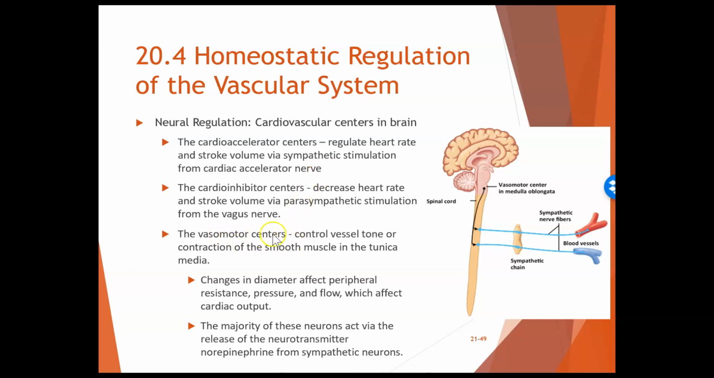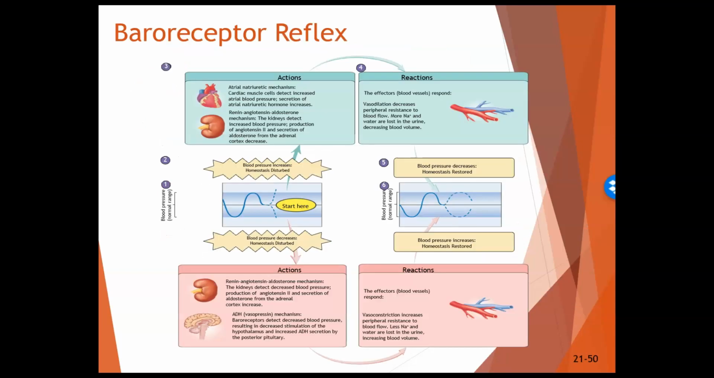And then we have our vasomotor centers. These help to control the vessel tone, or the contraction of our smooth muscle, which you see pictured over here in the tunica media. So we'll see changes in the diameter that affect peripheral resistance, pressure, and flow, which affects our cardiac output. And the majority of these neurons are going to act through a neurotransmitter, norepinephrine, from our sympathetic neurons.